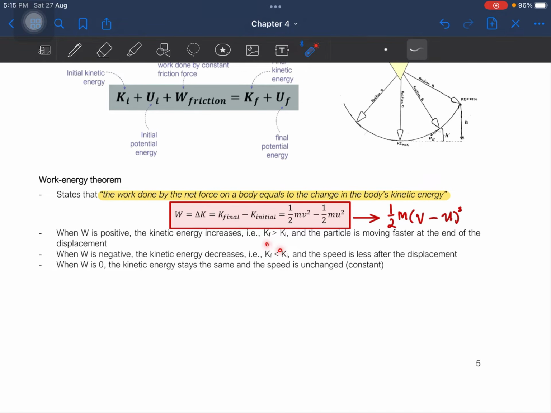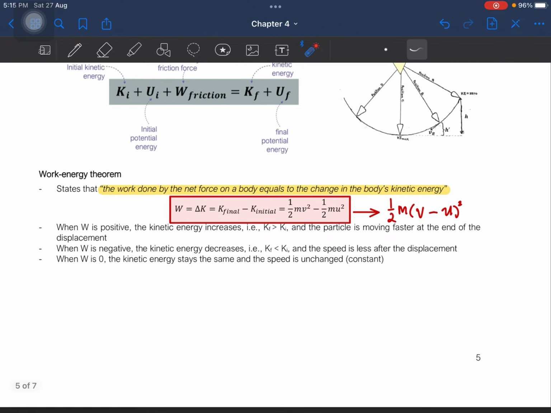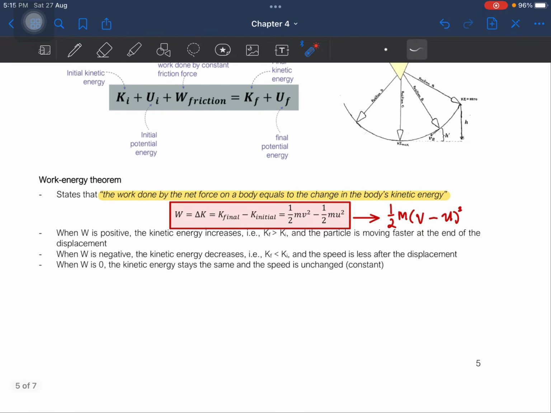Okay, so when the work is positive, kinetic energy will increase, i.e. the final kinetic energy will be greater than the initial kinetic energy. So the particle is moving faster at the end of the displacement lah. So when work is negative pula, which is this one, the kinetic energy is decreasing and the speed is less after the displacement. When work is 0, the kinetic energy will stay the same and the speed is unchanged.